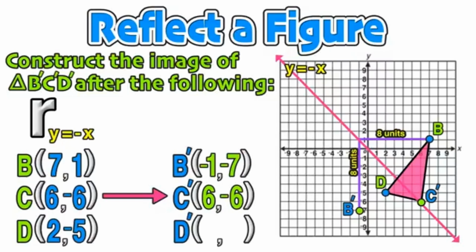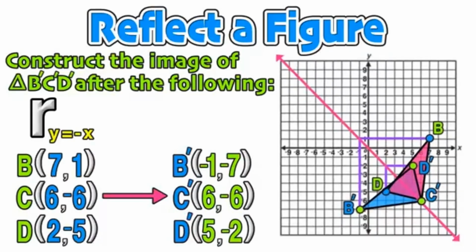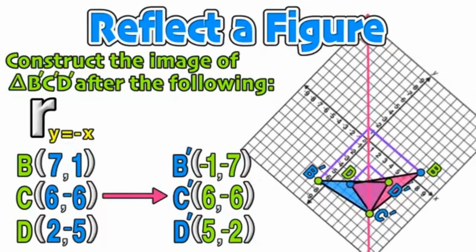And finally, since point D is below the line of symmetry, we'll start by counting how many units vertically it is away from the line y equals negative x, and then repeat that distance moving horizontally above the line of symmetry. Now we have the coordinates of D prime at 5, negative 2. By connecting those vertices, we construct the image B prime, C prime, D prime to create a very interesting picture. We can rotate the graph to better visualize what this reflection looks like.